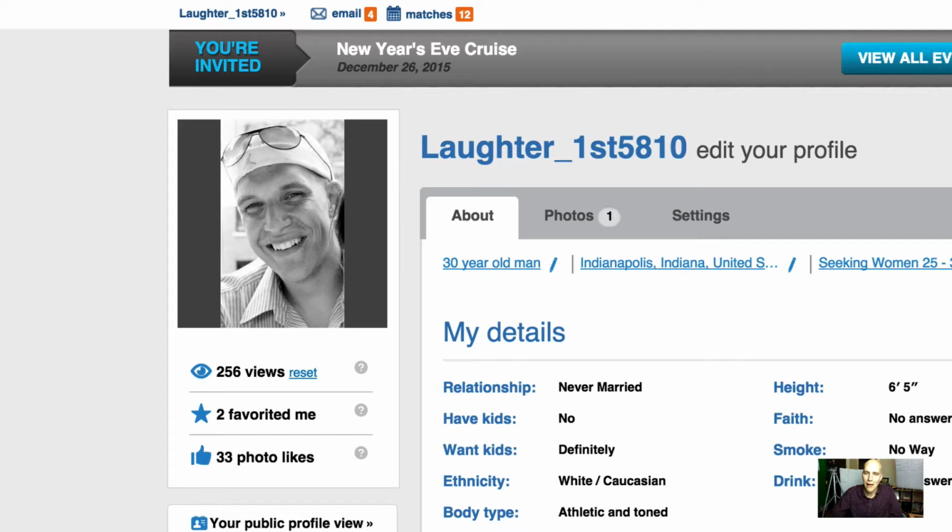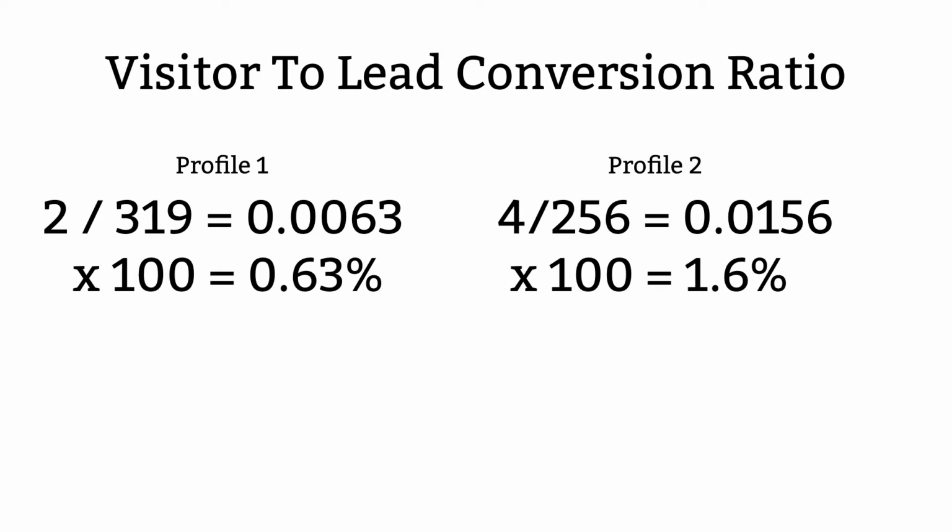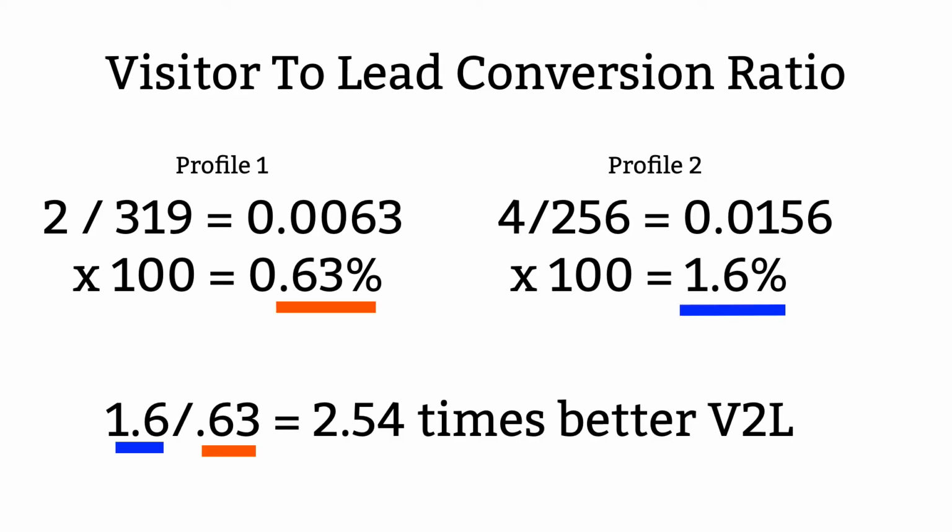Now, profile 2 got fewer views, which could just be because maybe there are fewer people on Match in that city, but we got 4 emails on this profile, so we doubled the emails with fewer views. Again, you can put it through the visitor to lead ratio calculation: 4 divided by 256 equals 0.0156. After you times that by 100, we're looking at a lead ratio of 1.6%, which is more than 2.5 times better than profile 1.